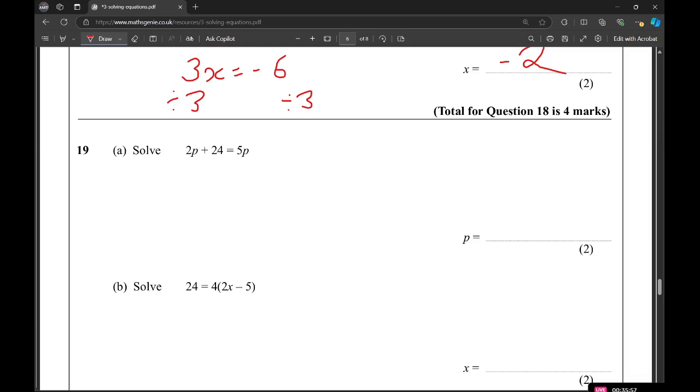19a, okay? So solve 2p plus 24 equals 5p. Step 1, I'm going to subtract 2p on both sides, getting all my letters onto one side. So they're just going to cancel, and I'm left with just 24. Okay, so 24 is equal to 3p. Sorry about that.